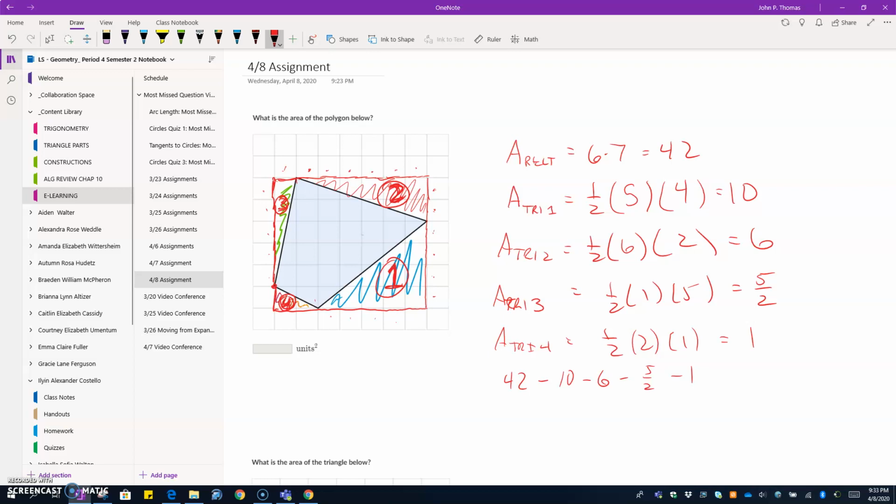So 42 minus 10 is 32. 32 minus 6 gives me 26. 26 minus 1 gives me 25. So I have 25 minus 5/2. 5/2 is 2.5, so I have 25 minus 2.5, which is going to be 22.5. So when I look at this one, my area of the shaded region is 22.5 units squared.